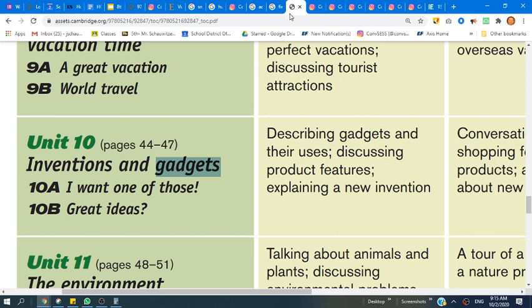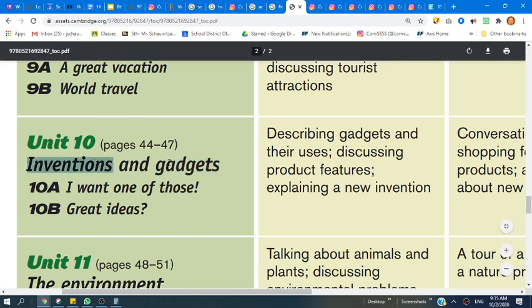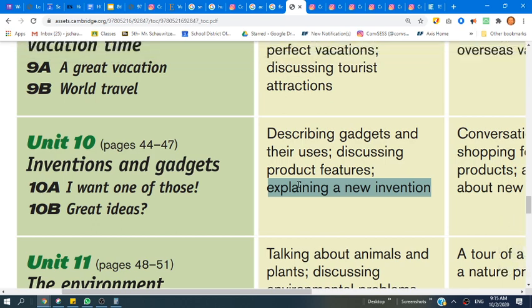All right, we're going to transition to a second part of the lesson for today and talk a little bit about inventions and gadgets, which is in Unit 10 inside of your book, okay, pages 44 through 47. We're going to be describing gadgets and their uses, as well as discussing product features and explaining new inventions that are popping up in the 21st century.